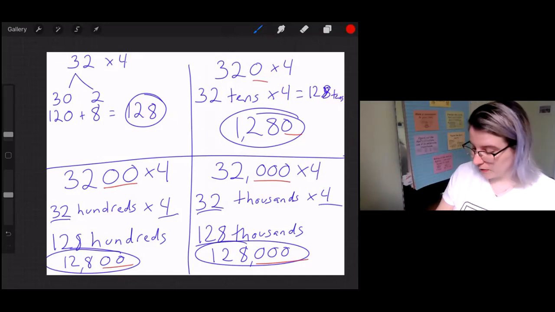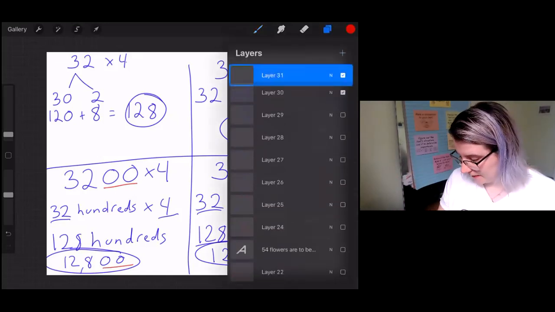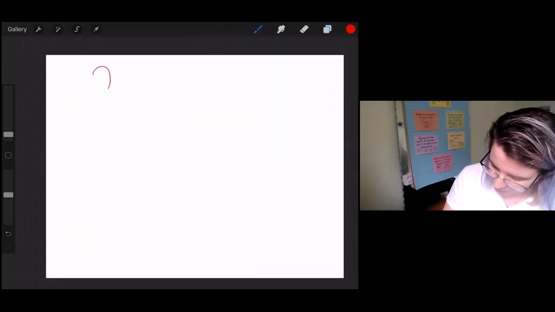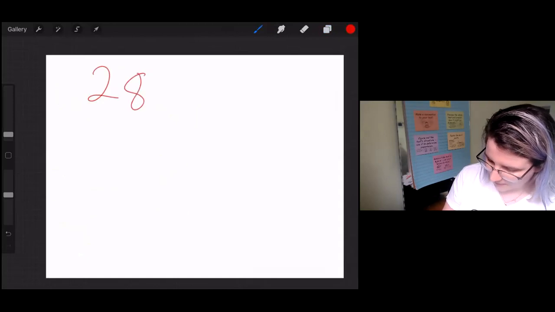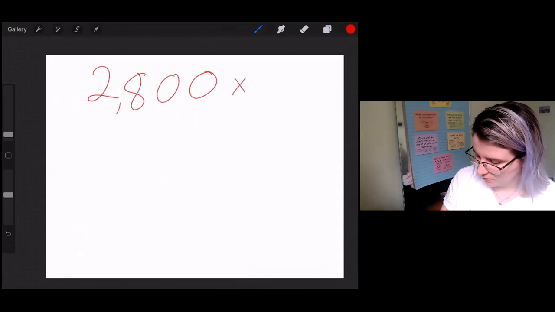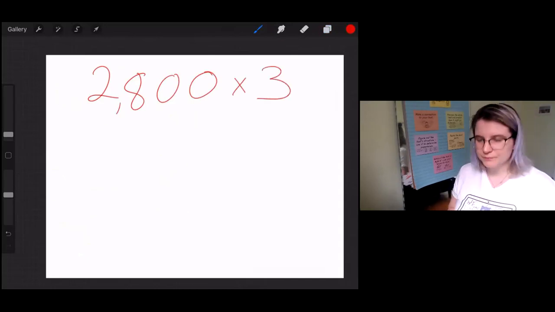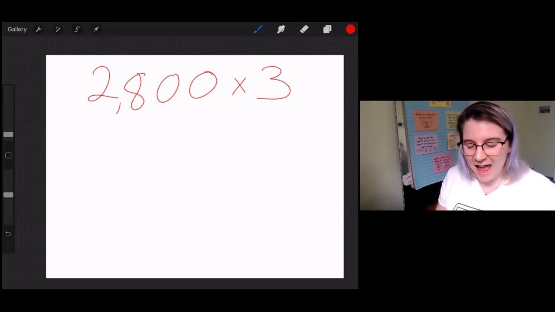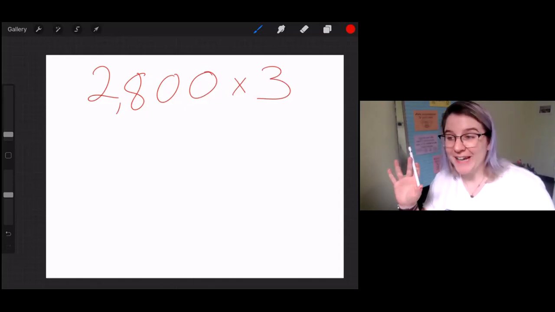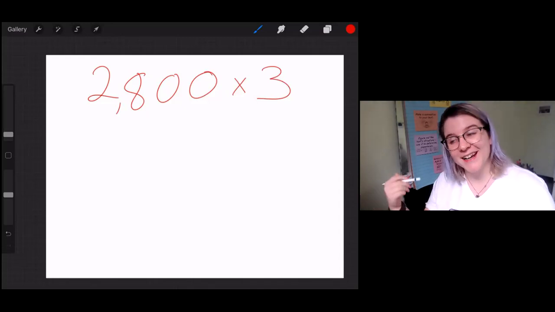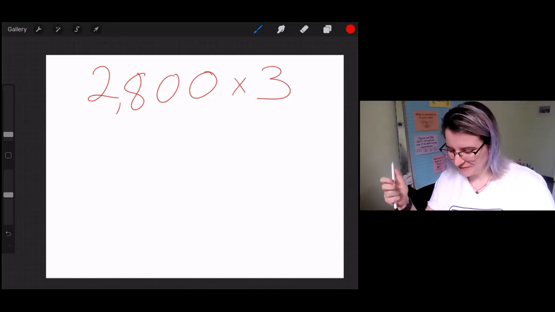So I've got one that I would like you guys to solve independently and bring your answer to Zoom. 2,800 times 3. And that is your question for today. Make sure to come to Zoom with an answer and be prepared to explain how you found that answer.